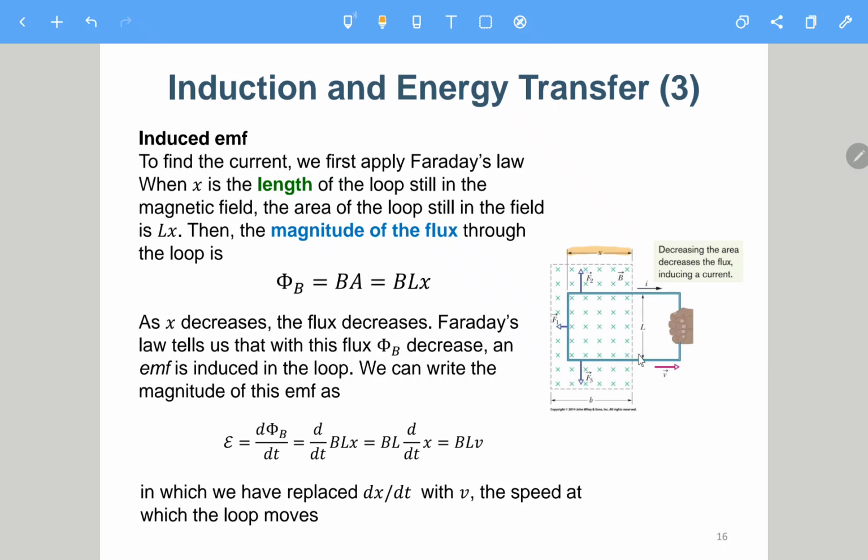So x times L will be the cross section area with the B field. Okay, so phi b will be B times L times x. And then we take the derivative of phi b, which is the magnitude of the EMF. So we have d/dt of BLx. B is a constant, L is also a constant, so we can put BL outside. So we only have dx/dt, which will be the velocity. So the EMF will be B times L times V.